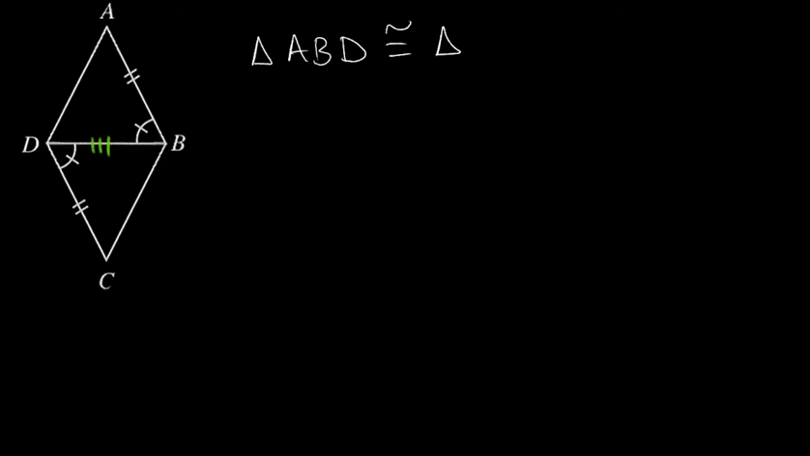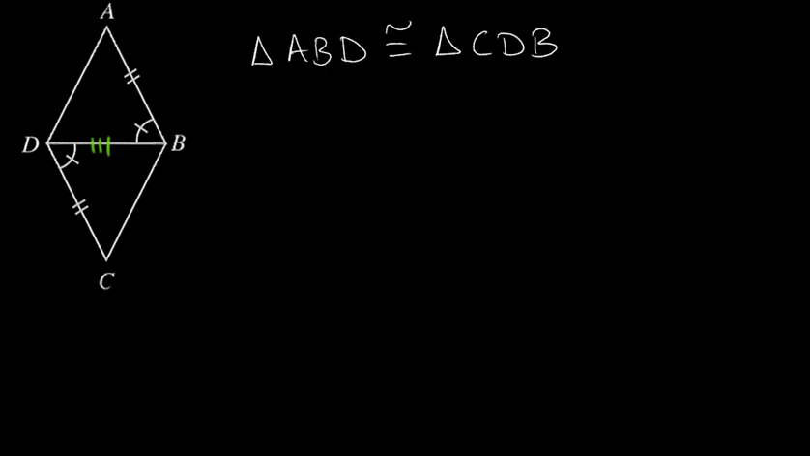Now this is one of those moments where it'd be great to just pause me and think about this. Like what should I say? If you didn't pause it, that's fine. I'm just going to say it. But triangle ABD would have to go with triangle CDB.